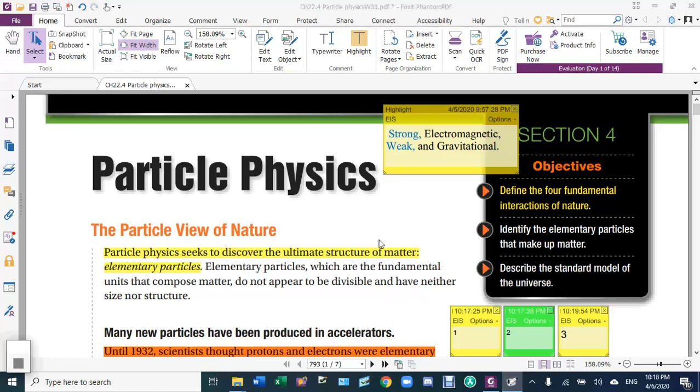The scientists tried to reach the elementary particles. The elementary particles, which are the fundamental units that compose matter, don't appear to be divisible and have neither size nor structure. Particle physics seeks to discover the ultimate structure of matter, the elementary particles.